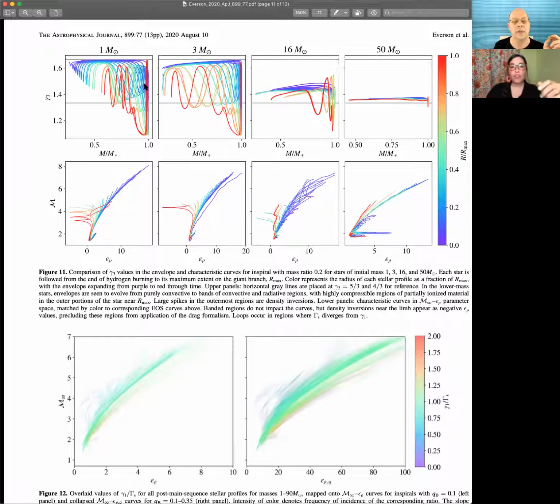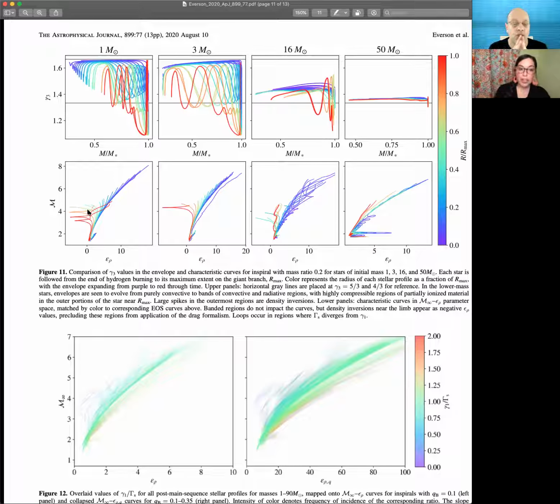So for example, you see this big red spike in the first panel on the top, and you see a nice spike into negative epsilon rho in the characteristic curve on the bottom. The only thing that shows that something's off is that we have that density inversion. And all the other funny stuff going on in the equation of state is not even showing up in that bottom curve.